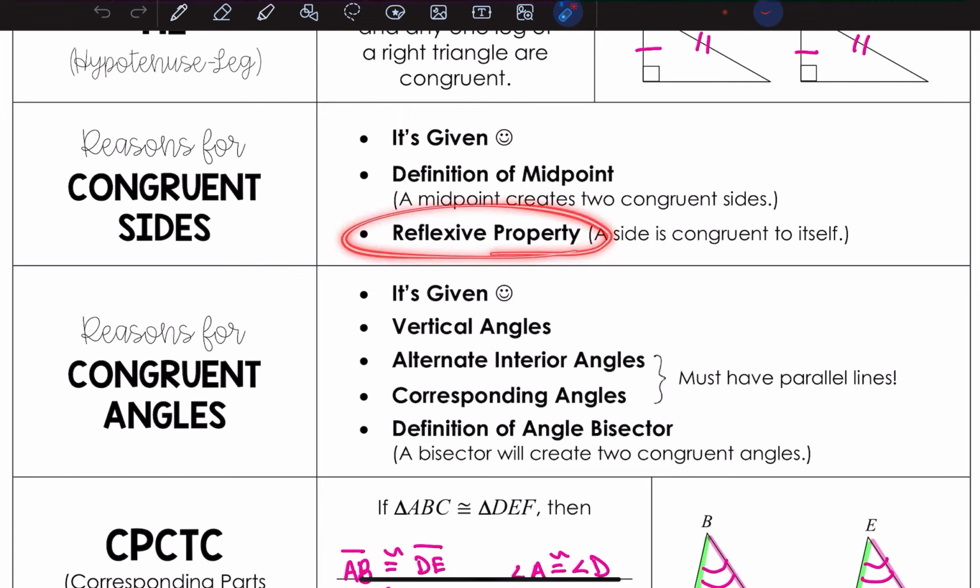And you can also use the reflexive property. We saw that example in lesson 1. When there was an altitude, you can say that that altitude is equal to itself. Therefore, you have two congruent sides.